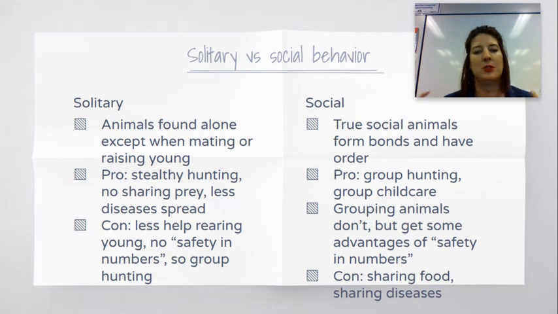However, there's also no help rearing young. A mother mountain lion is on her own when it comes to raising her cubs. There's no such thing as safety in numbers, and there's no group hunting, so there's no help.